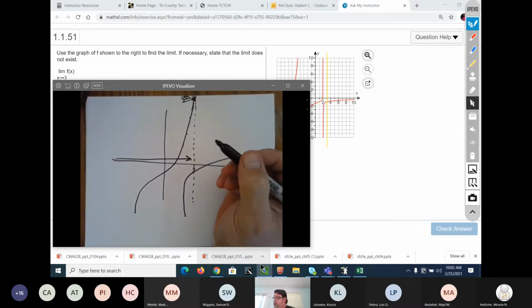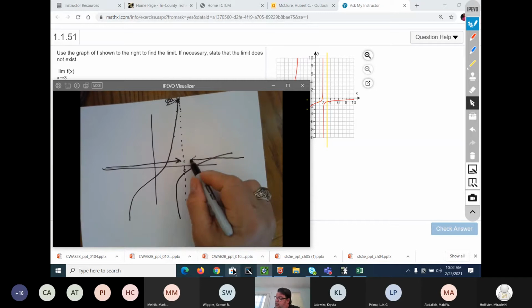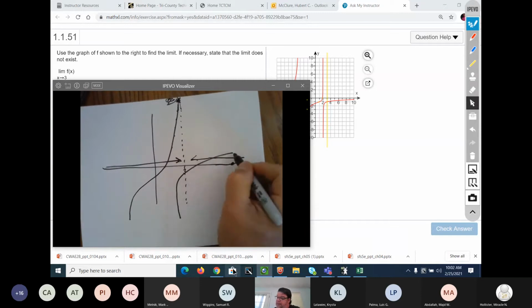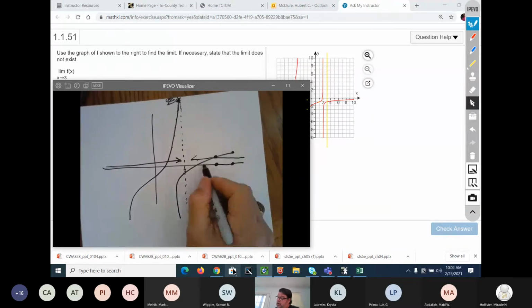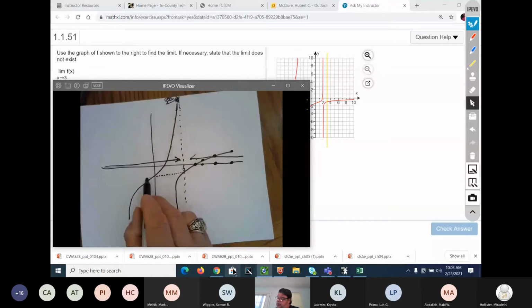Okay, now what happens when I come from the right? Well, at this point right here, I have this point. At this point right here, I have this point. At this point right here, I have this point. At this point, that's the x-intercept. And then at 3, I'm close to what? Whatever that number is, y right here, because I hit right in there. So that's not going to equal infinity, so it's not going to exist.